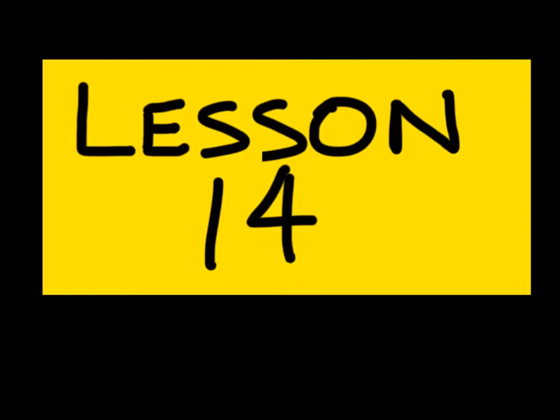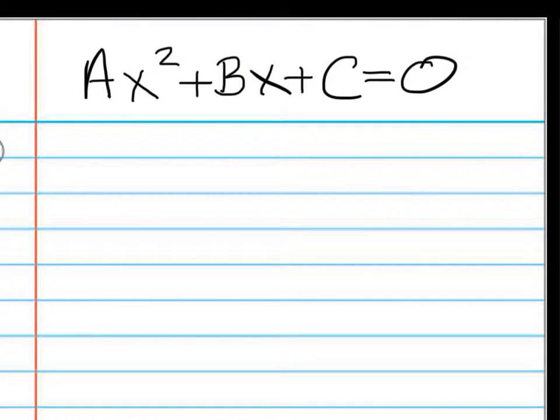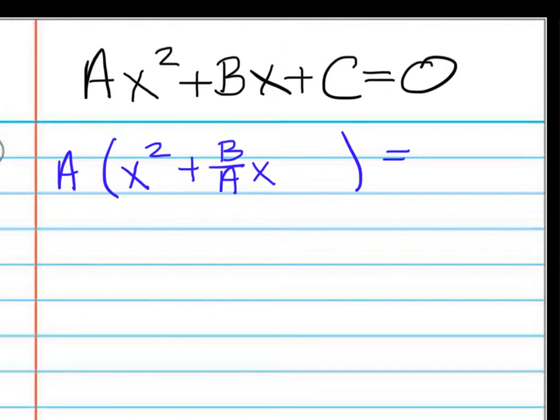Lesson 14. We want to take out the a, so we would have a times the quantity x squared plus b over a x. Leave a space, and then move the c over and make it minus c. And then complete this from here on out.